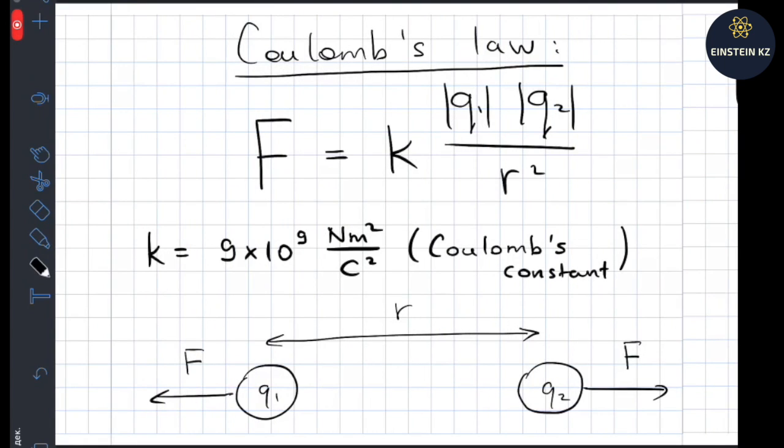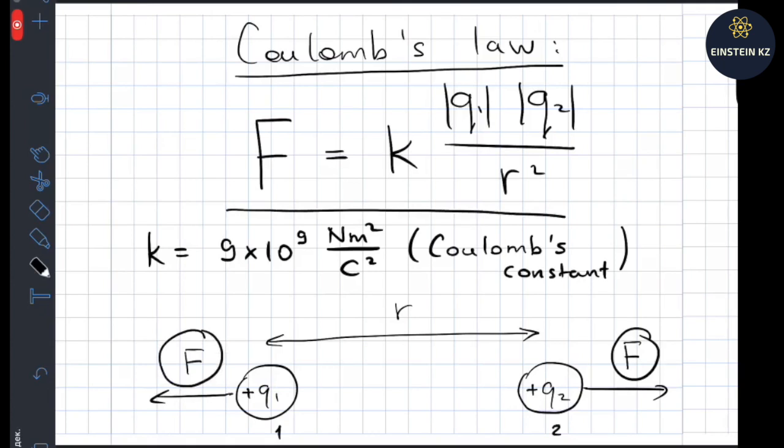Here we have two charges, charge number 1 and charge number 2, and the distance between them is denoted as R. And we have the forces. In this case both charges are positive, that's why they will repel each other. The force of interaction between them is calculated by this formula. In this formula we have this constant denoted as K, which is called Coulomb's constant, and this is equal to 9 times 10 to the power of 9 newtons times meter squared divided by Coulomb squared. This is a constant number and it doesn't change.